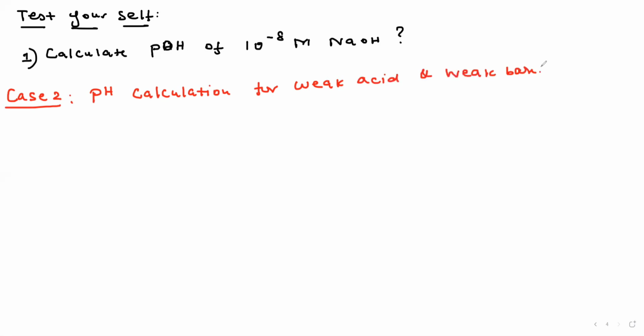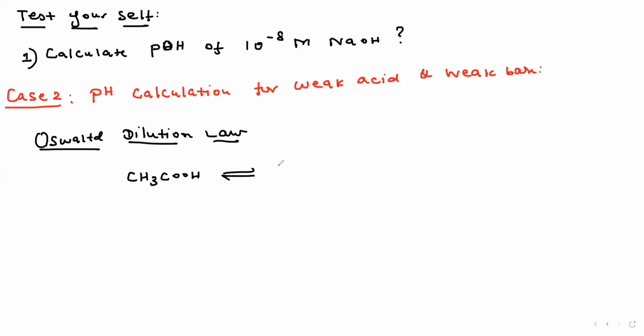Before going into the pH calculation, I'm going to explain Ostwald's dilution law. Please note, what is the law? That is called Ostwald dilution law, for weak acid and weak base. Very important. For example, I take acetic acid as an example. I take acetic acid CH3COOH, and at equilibrium what is going to happen? CH3COO minus and H plus.